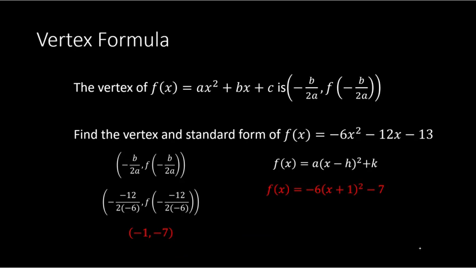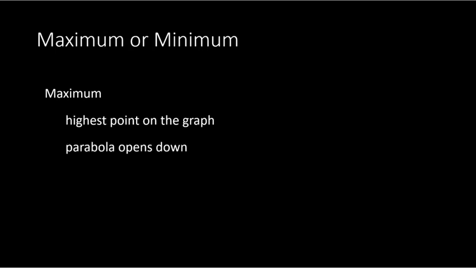Now another thing on the topic of vertex. The vertex is going to be at the highest or the lowest point of the parabola. Now the highest or lowest point is called a maximum or minimum value. So it's a maximum value if it's the highest point on the graph, and that's the case when the parabola opens down. So if a is less than 0, meaning it's a negative number in front of the x squared term, it is opening down like this, and the vertex in that case would be a maximum point.